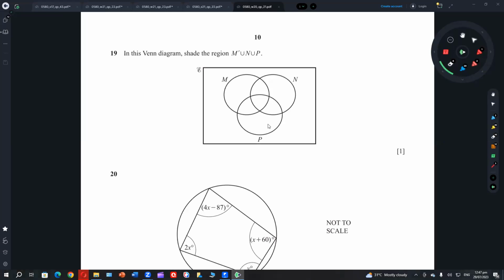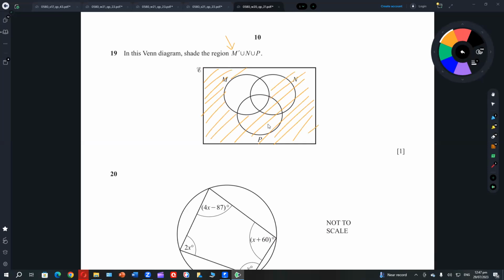So again, try the double shading method. First, try what is written here, M prime. Everything excluding M is M prime. Is this M prime? Yes. Then what is written? N. Yes, so this is N. Then what is written after that? Only P. So let's shade P. This is P.